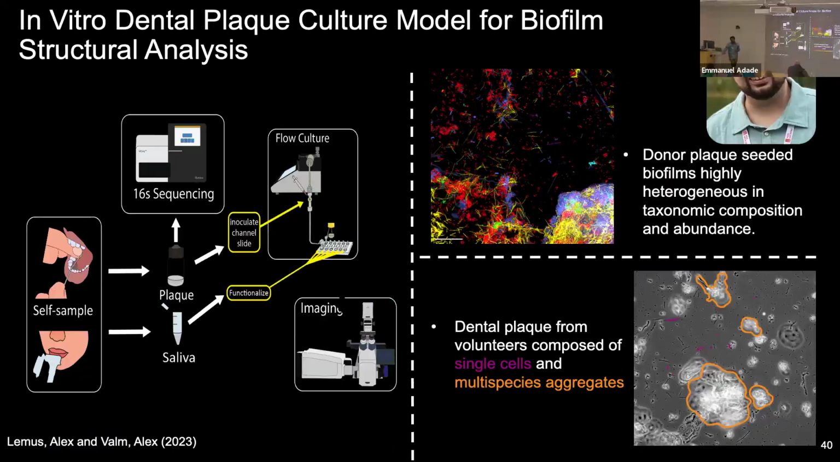And Alex Linus just published this protocol paper where he designed this in vitro dental plaque on a chip model, where he has flow cell models where he cultures dental plaque, images it and sequences some of it, and starts seeing that the donor plaque has this remarkable heterogeneity in the taxonomy of the microbes. And when he seeded these microbes and looked at the plaque from the donors, he sees small and large aggregates of microbes.